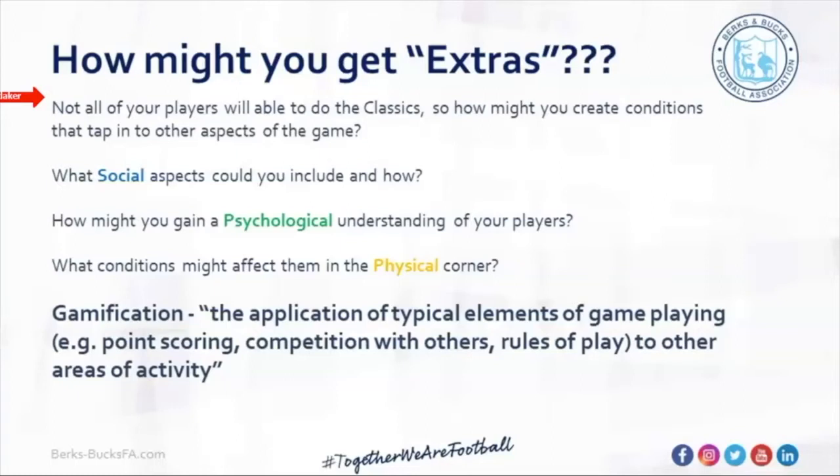So just because their technical abilities in the game aren't as strong as they could potentially be, their understanding of it may be higher. So different outcomes that can work on the psychological corner. And then we've got what conditions might affect them in the physical corner. So these are the things that we're always going to be thinking of, especially as coaches, when we're looking at those 4 corners. But what can we do to put a bit of something different in there?